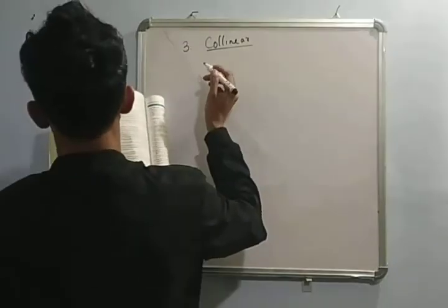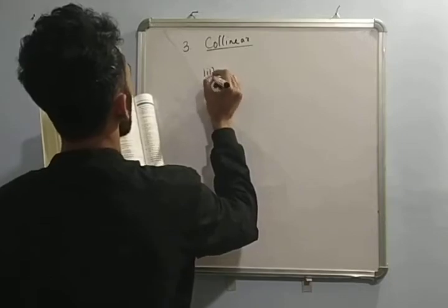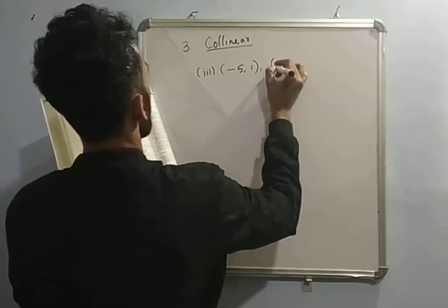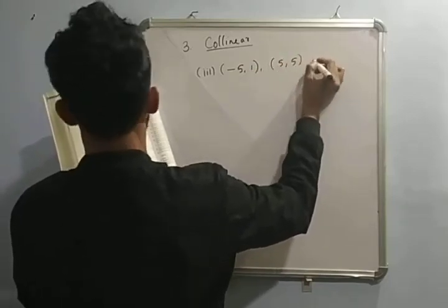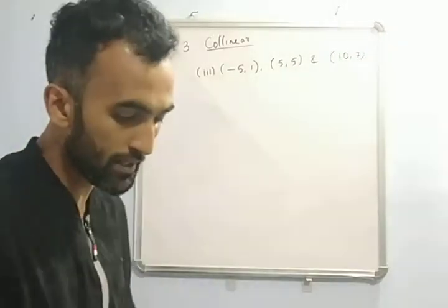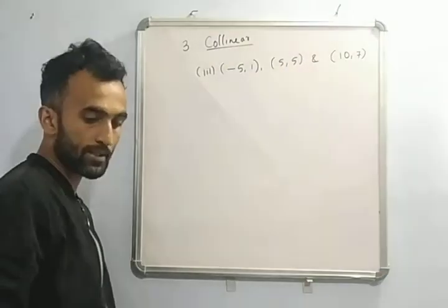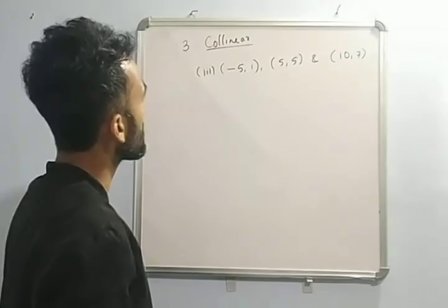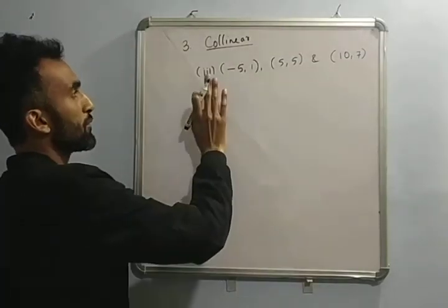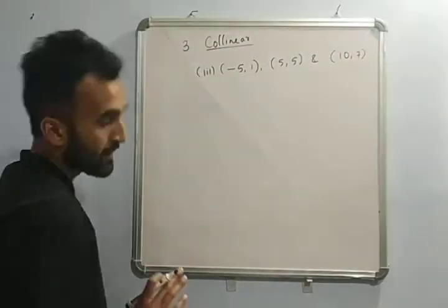Now I'll go to sub number 3. I'll give you sub number 1 and 2: minus 5, 1, 5, 5 and 10, 7. I have to prove that these 3 are collinear. Remember, we have to prove they are collinear. So another question, number 4, we'll see. There is another type of question. We have to use equal to 0 in question number 4, but this time we have to prove that they are collinear. That means we have to prove equal to 0.